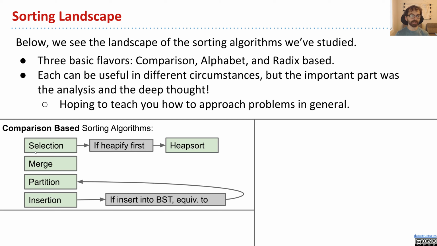And we had this notion that we could optimize the selection sort idea by drawing inspiration from a heap, and that gave us heap sort. Okay? But these were the four key ideas that we had for comparison-based sorting.